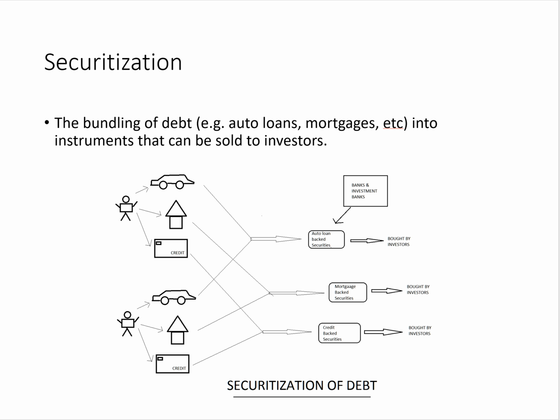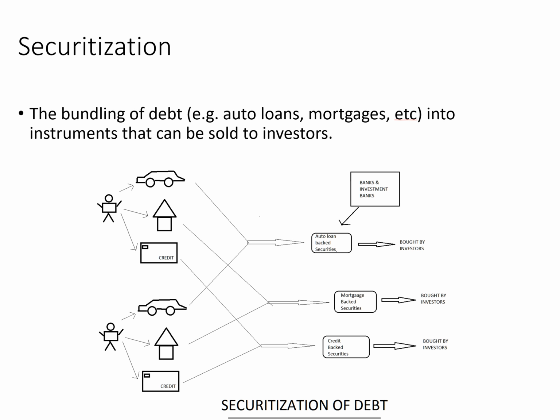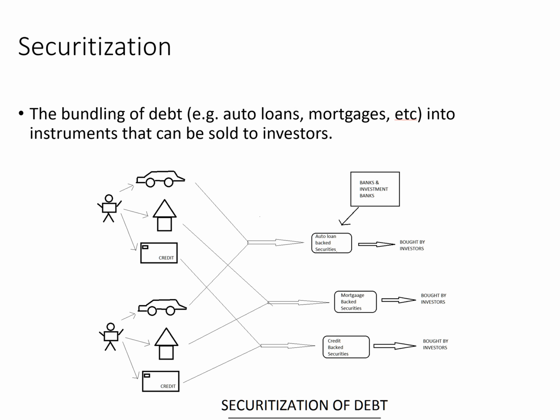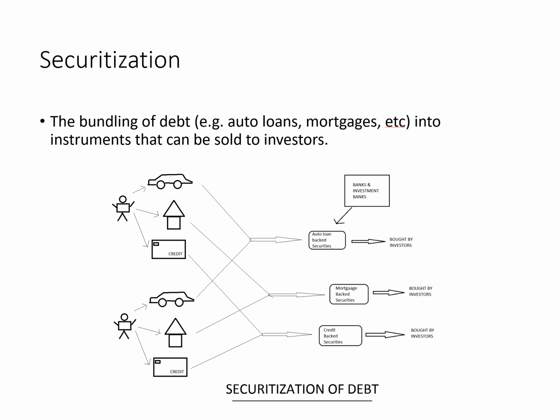Here we have an example of securitization. I'm going to zoom into this a little bit. What is securitization? Basically, securitization is the bundling of debt, as I mentioned earlier, into instruments that can be sold to investors. So here I give you sort of a visual depiction of that. You have different types of debt bundled into a security, and it's sold to investors.